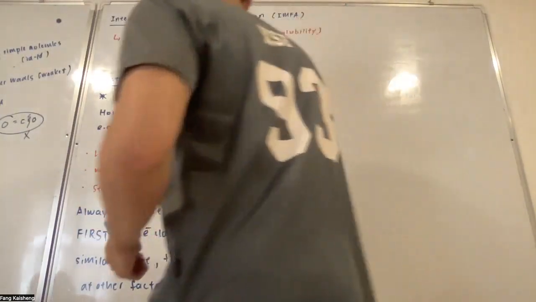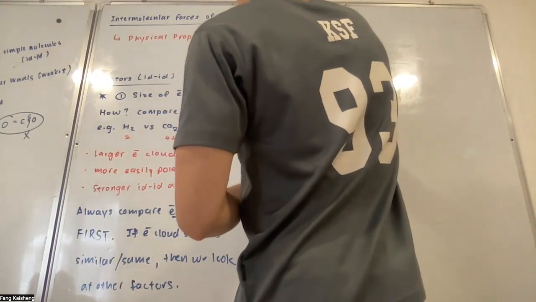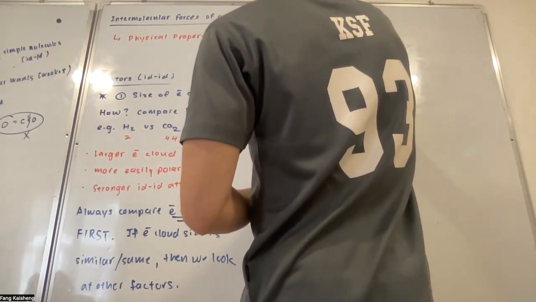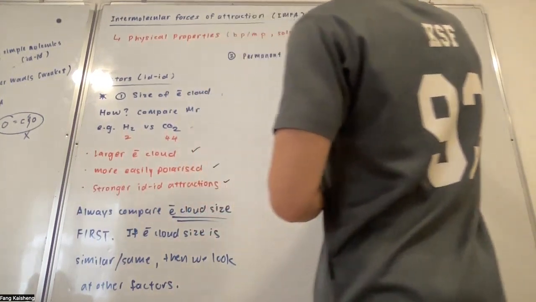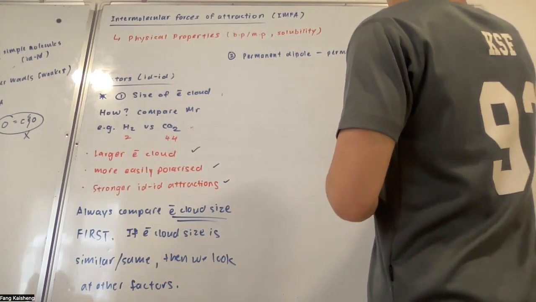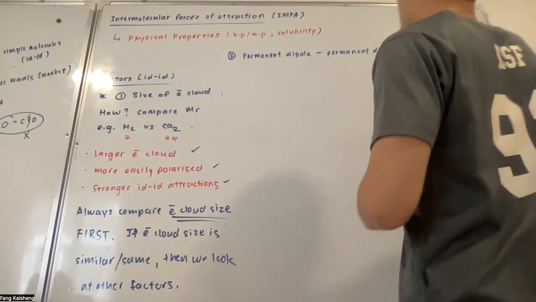All right. Okay, I'm going to leave this here because it's quite important. But now, I want you to write down the second name. That's for the second interactor. It's called permanent dipole-permanent dipole attractions. It's the second type of intermolecular force, but in short, it's called PDPD.